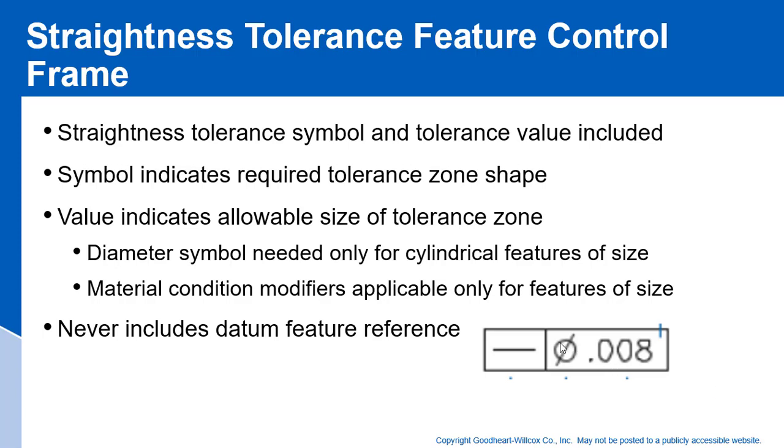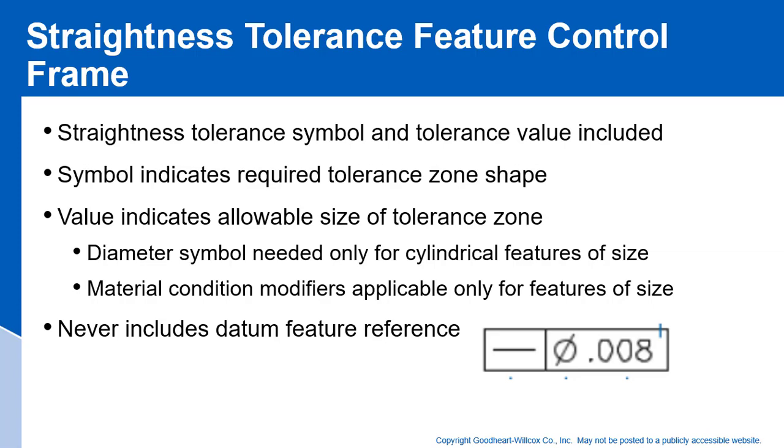And I'll tell you right now, when I have a required tolerance zone shape like this, I'm probably talking about applying this to a feature of size, a cylinder, if you will. The value indicates the allowable size of the tolerance zone. The diameter symbol is only needed for cylindrical features of size. Material condition modifiers are applicable only for features of size. And we never ever include a datum feature reference in a straightness tolerance.